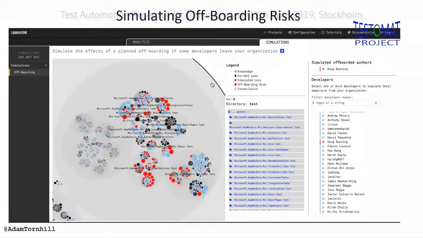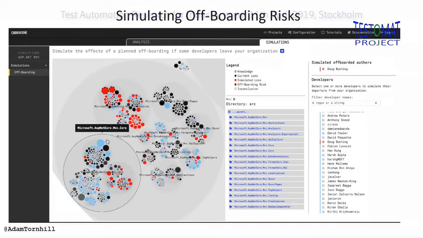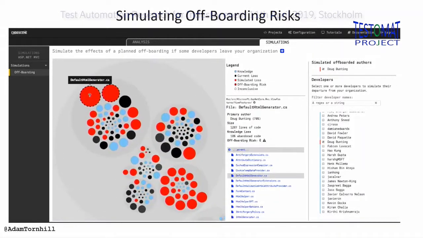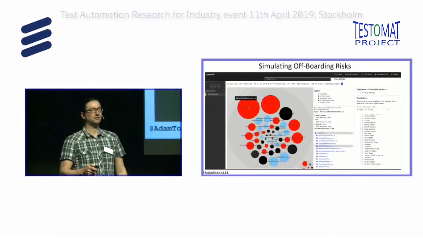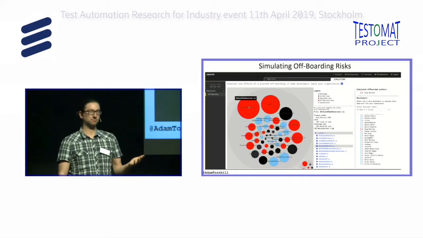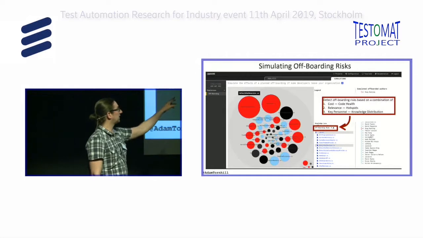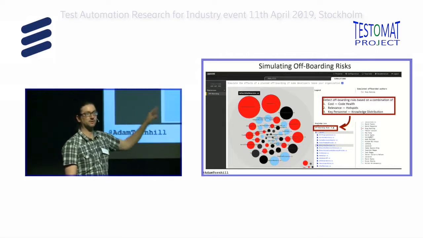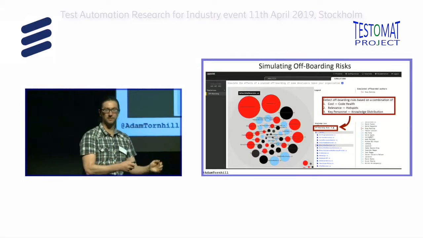CodeScene can also auto-detect specific offboarding risks. So let's look at a different part of the code base here. Maybe you can see that some of those source code modules are marked with a dashed border. That indicates an offboarding risk. So what is an offboarding risk? Well, in the context of CodeScene, it's made up of three different properties. First of all, it's code that has a higher cost. That is, it has a lower code health. It's harder to maintain, harder to understand, harder to evolve.